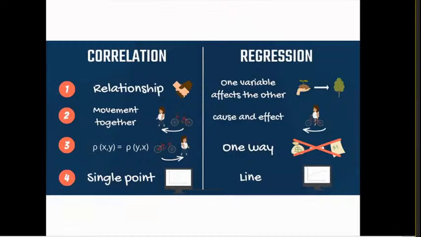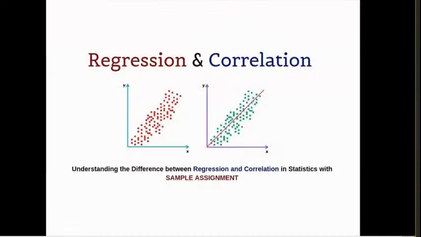It's a one-way ANOVA, and it's explained with lines. Here's the explanation image. Each and every point is considered in the correlation. Here the regression is explained with a single line.